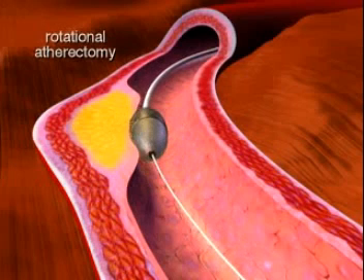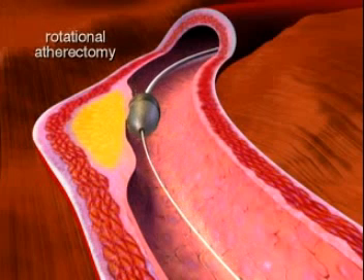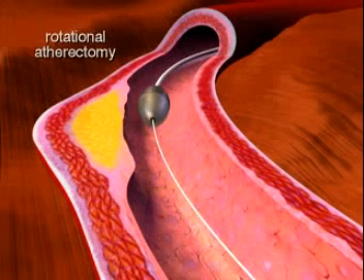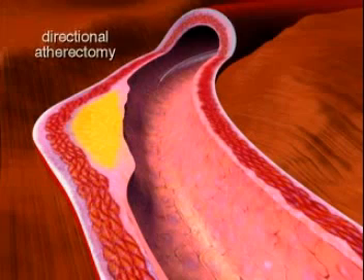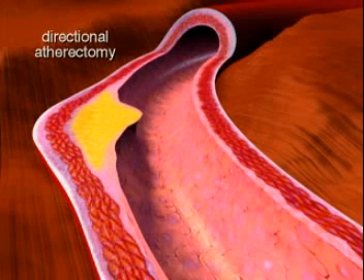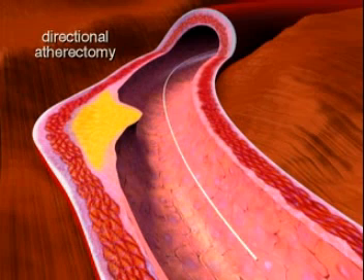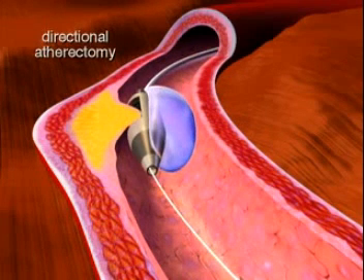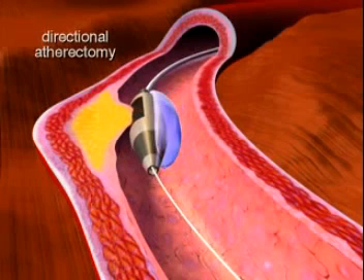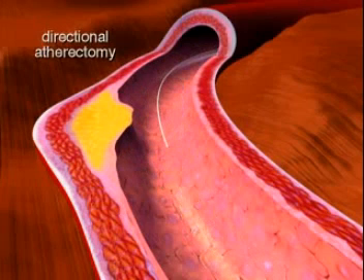Spinning at high speeds, the burr grinds the hardened plaque into small particles that can move safely through the circulatory system and out of the body. Directional atherectomy is designed to remove non-calcified plaque. After catheter insertion, a balloon inflates, pushing the blade toward the plaque. The blade cuts away the plaque and stores it in a chamber. The balloon deflates and the plaque is removed when the catheter is withdrawn.